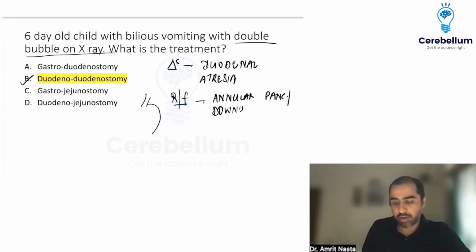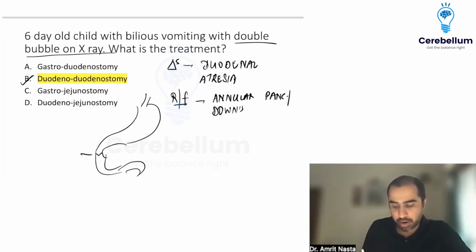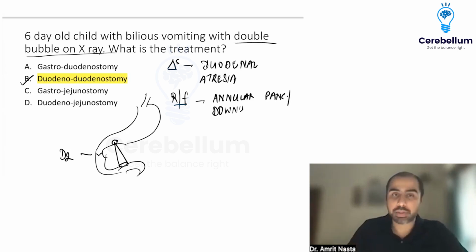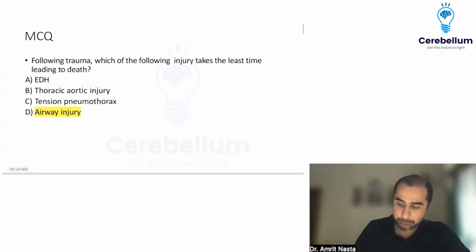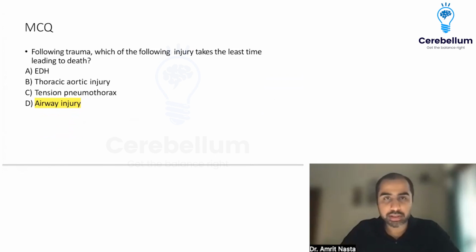So wherever there is the obstruction, you have to bypass it. Normally it is over here in the second part of duodenum, D2. So you pull this duodenum over here and you do a side-to-side anastomosis. That is a duodenoduodenostomy. It looks like this, your double bubble. Okay, I hope you got this right as well. These kind of questions will come in your exams, so please be ready for it.